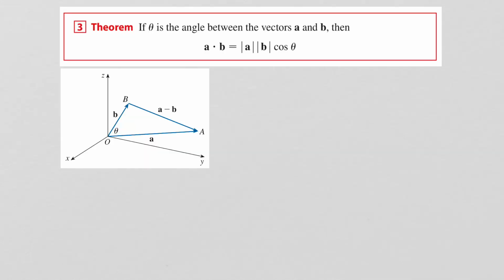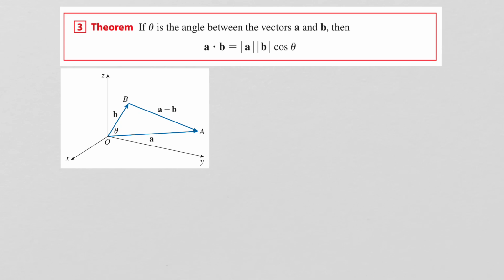Next, we have a theorem involving the dot product. So if theta is the angle between two vectors A and B, so theta is the angle here between those two vectors, then it is true that the dot product of A and B is equal to the magnitude of A times the magnitude of B times the cosine of theta.